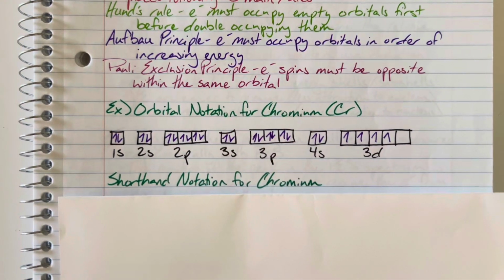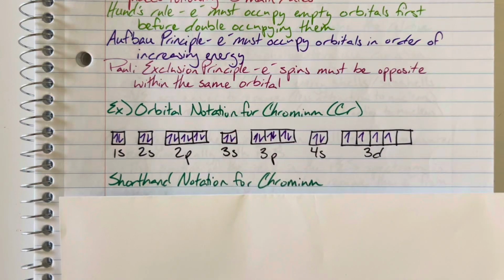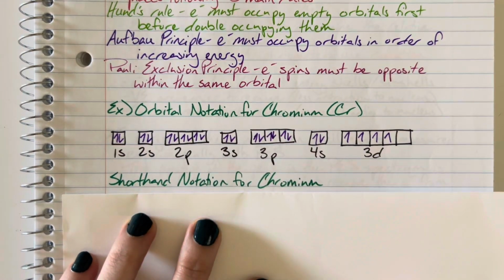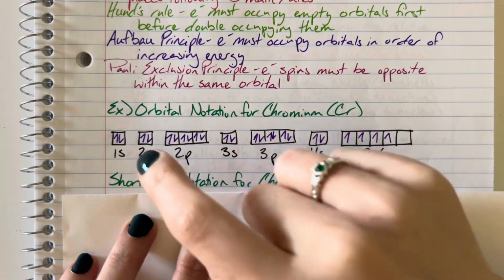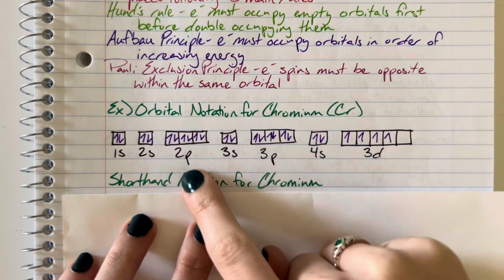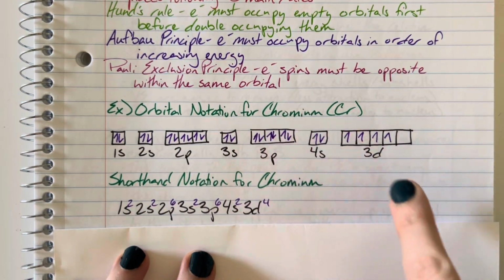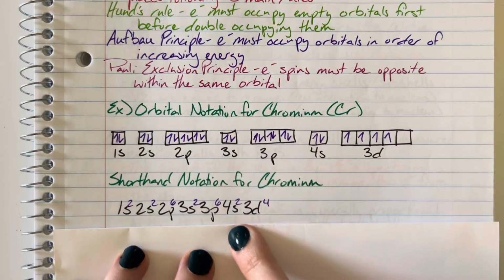The shorthand configuration for chromium, we're basically doing the same thing, except instead of drawing out the electrons, we're going to just state how many are present. So 1s2, 2s2, 2p6, 3s2, 3p6, 4s2, and then 3d4.